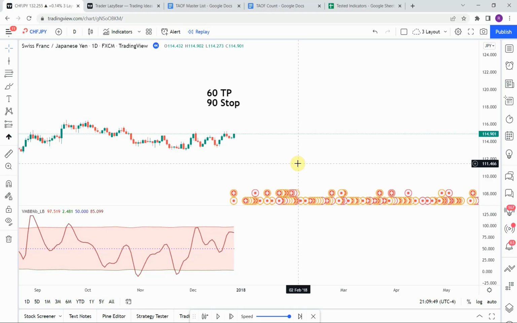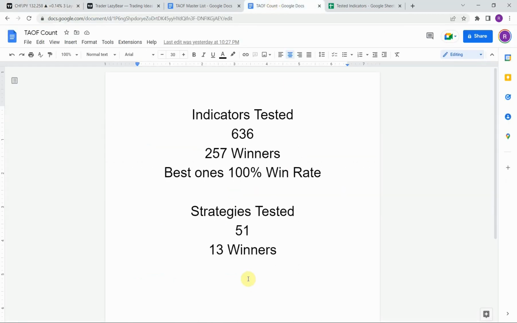Alright, as I said, today we will be testing the Vervoort Smoothed Percent B indicator. Before we do though, I wanted to put the testing scoreboard up for everyone to see. So to date, we have tested a total of 51 different strategies, with 13 of them being profitable. We've also tested a total of 636 indicators, with 257 of them being winners. The best ones so far were able to achieve a 100% win rate. Now you need to go back and watch those videos to understand the context of how they were able to achieve that. So go back and watch those videos and see what you can get out of those winning indicators. And keep in mind that we test most of these indicators and strategies on the Forex market, but they can be applied to just about any market universally.